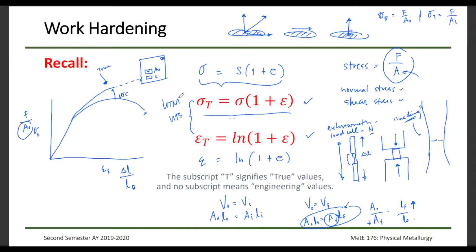Okay, anything past UTS is no longer valid for the relationship between the true stress and the engineering stress, as well as the true strain and engineering strain. Okay, so this part that I broke, this is just an extrapolated value.